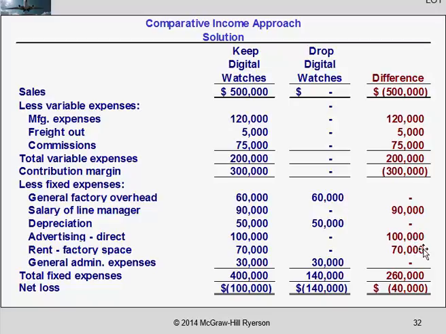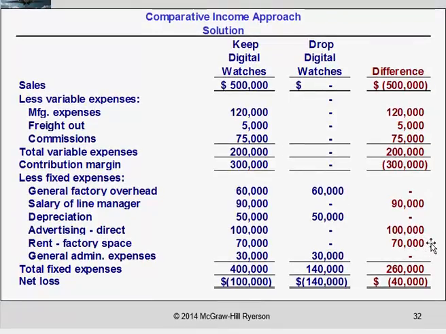Advertising we avoid, rent on the factory space we avoid, although even there sometimes, if you're going to pay the rent anyway and you've got nothing else to put in there, often this is not an avoidable cost, although here we're treating it as though it is. And then we were told the general administration expense is not avoidable. So here's the deal: keep the digital watch segment, lose $100,000. Get rid of the digital watch segment, lose $140,000.